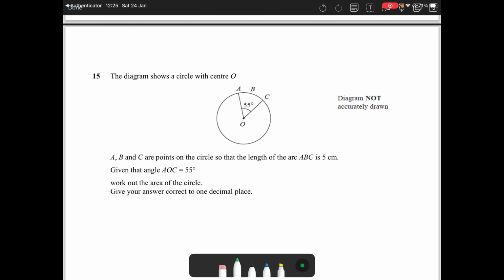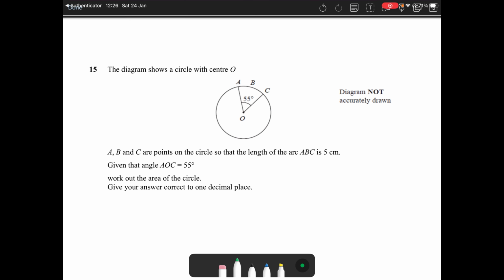Okay, right. So next question, number 15. We've got a circle. A, B and C are points on the circle, so that the length of arc ABC is 5 centimeters. So arc length, remember, it's like part of the circumference. But yeah, that bit there is 5 centimeters. Fair enough. So the length of the arc ABC is 5. Given the angle is 55 degrees, work out the area of the circle.